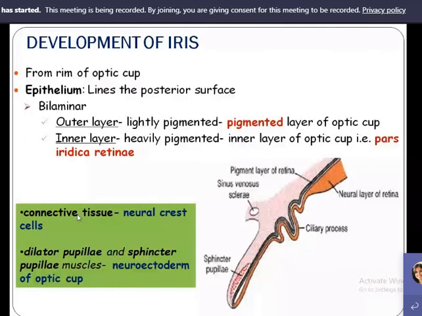You have to remember this one. The iris is formed from the optic cup. The connective tissue of the iris is from the neural crest cells. Next, the muscle is formed from the neuroectoderm. Whereas the ciliary body, the ciliary processes, is formed by the optic cup. And all other muscles, vessels and substances are formed from the mesenchyme or the mesoderm.